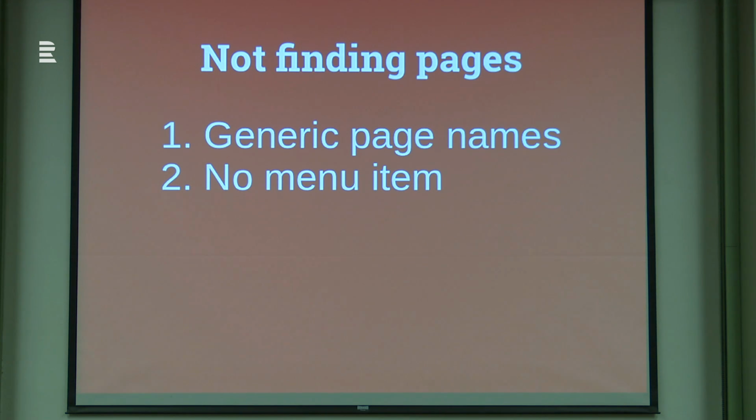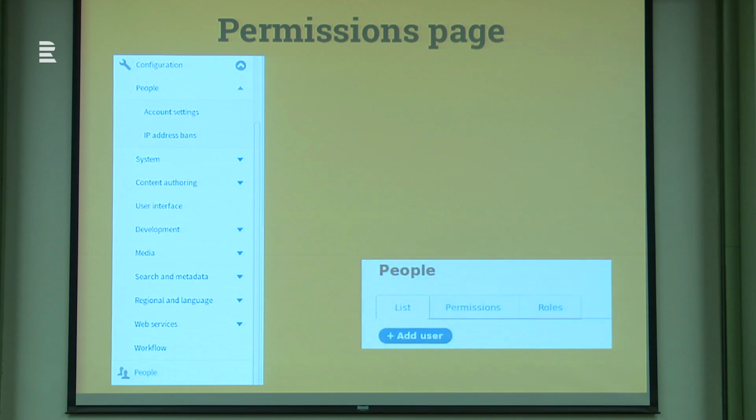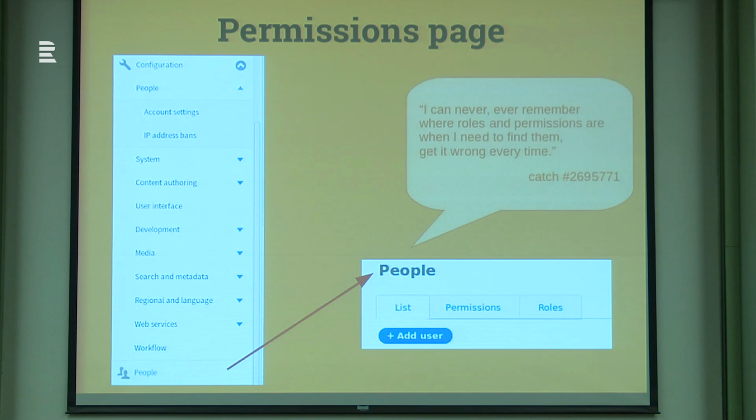Or some pages don't actually have a menu item. So for example, if you look for the permissions page, well, somewhere under people, it's actually a tab on the people's page, but not on the people configuration page, but on that people list down there, which is actually the list of users. And there's an issue for that, because one of the core maintainers made an issue to say, because he can never ever remember where the roles and permissions are. Currently that issue is hanging because nobody can figure out whether it should go under configuration or structure. The only thing we know, it shouldn't actually be on the list of users.